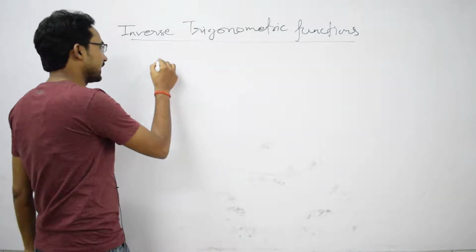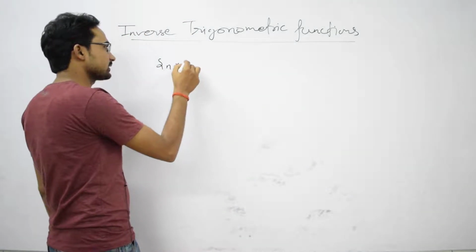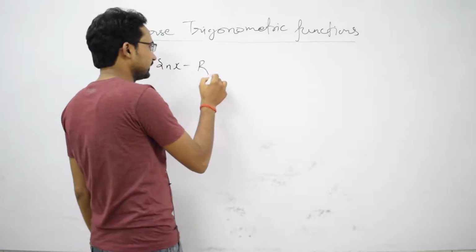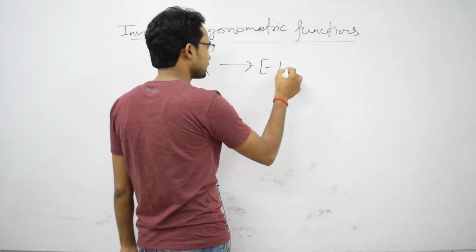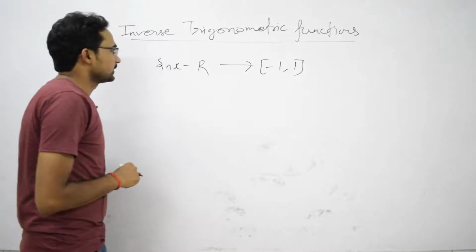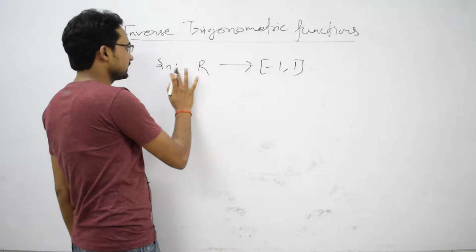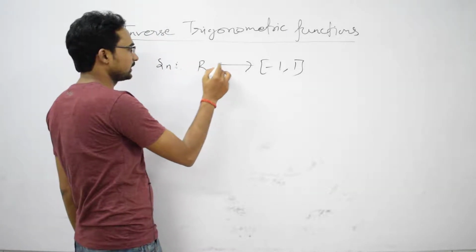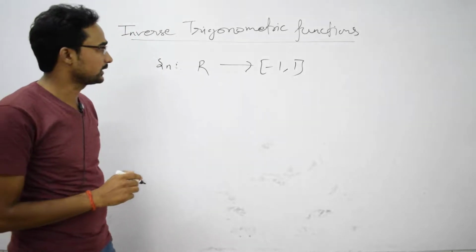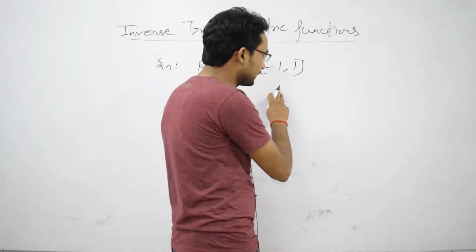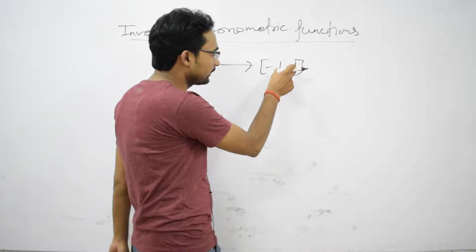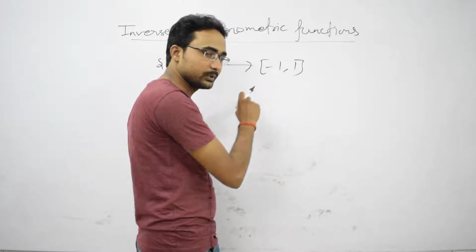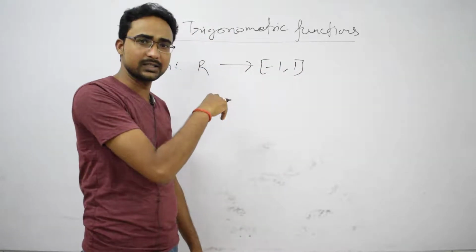Okay. So, for sin x, the domain is the real numbers and the range we get here is -1 to 1. Okay. So, sin x is defined from the real numbers to [-1, 1]. So, if you check whether it is onto, this is onto because for all values between -1 and +1, their pre-images exist.